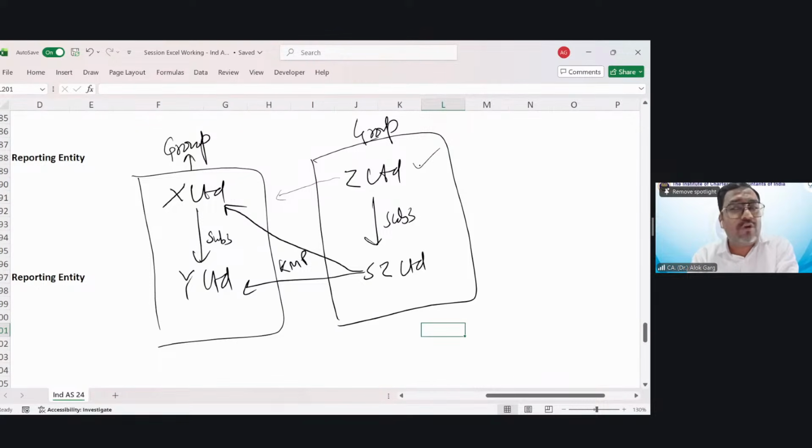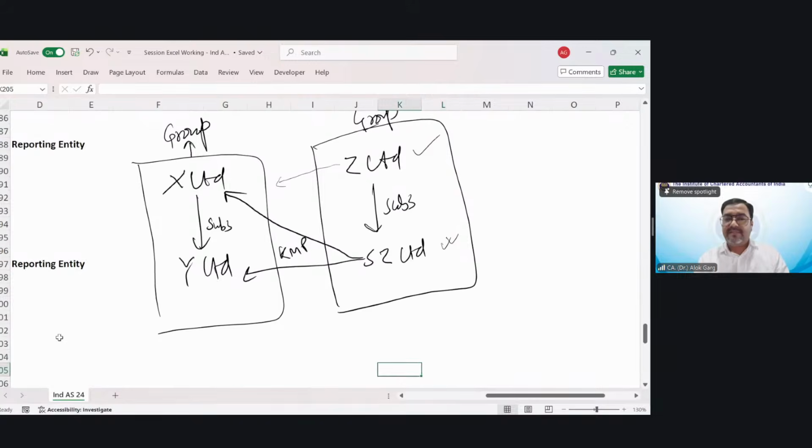Z Limited is not providing KMP services. So Z Limited is part of a group which includes Z and SJ, and another member, SJ, is providing KMP services, right? So if an entity is providing KMP services, or that entity is a part of a group and that group is providing KMP services, then that entire group will become related party to that entity or the parent of that entity.